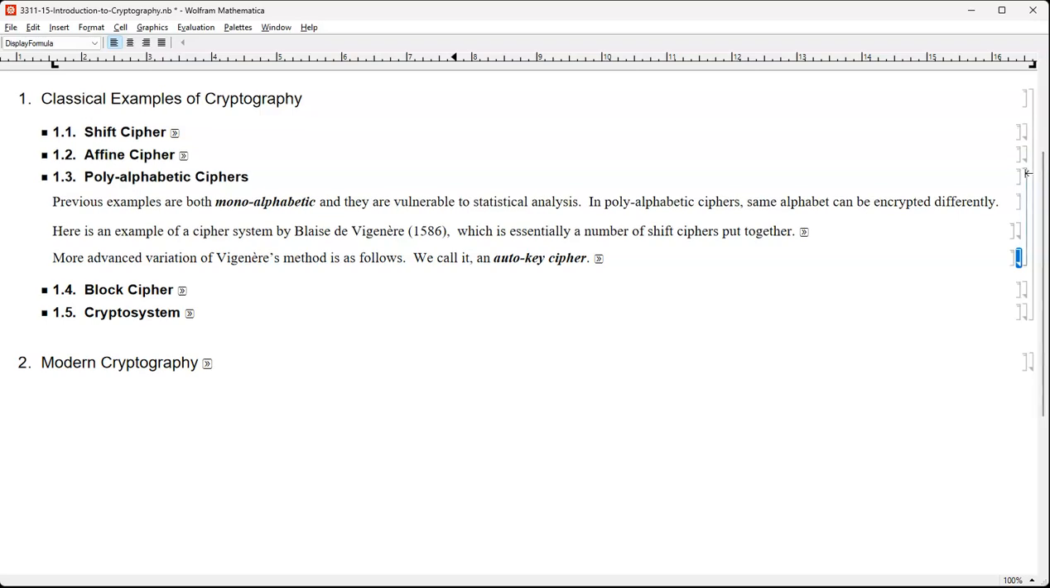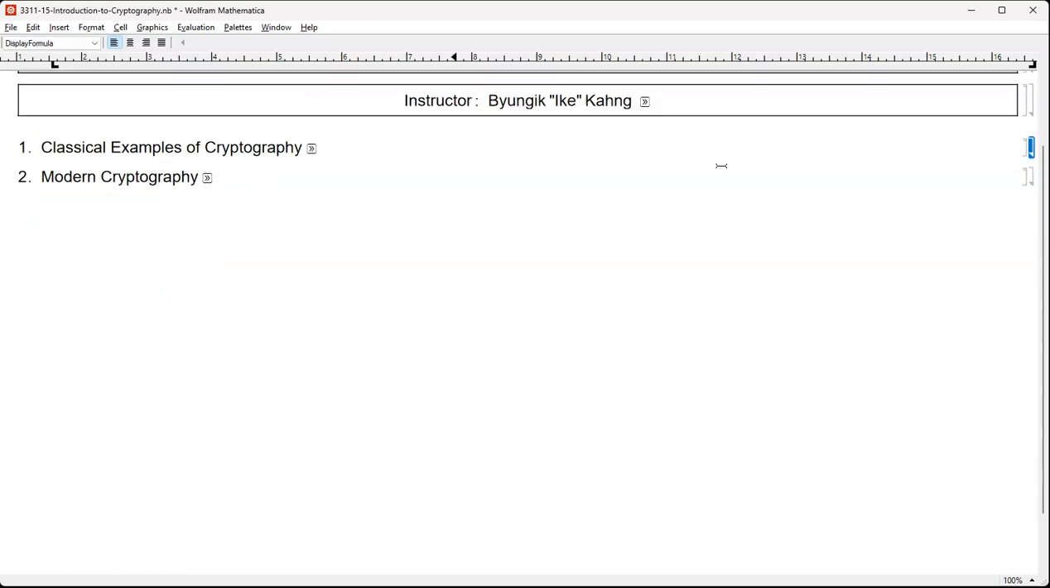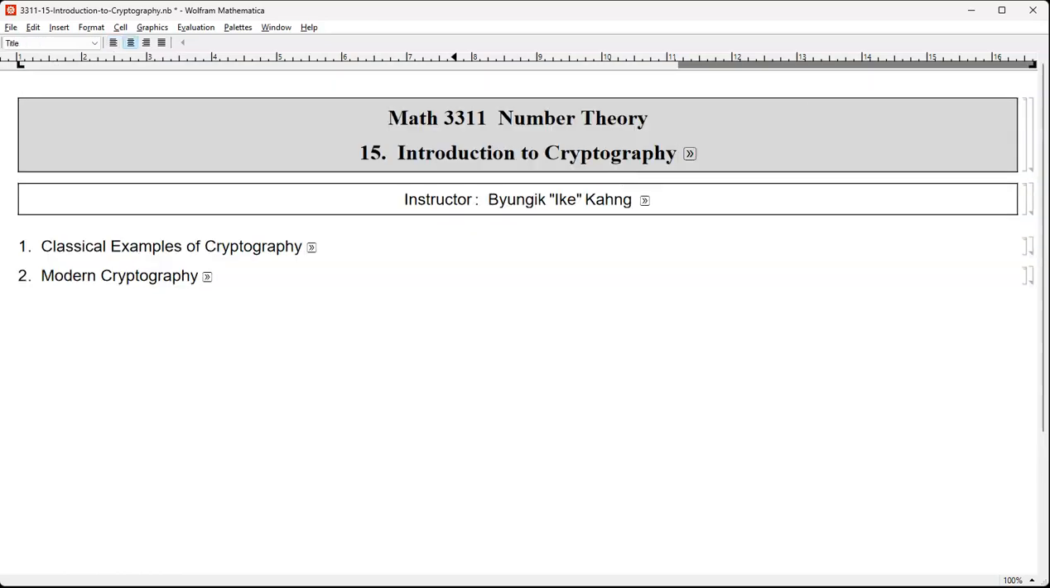Let's see, do we have time for a little bit more? No, we don't. Let's stop here. So we just talked about polyalphabetic cipher systems, and that was interesting. Let's meet again with block cipher and other things too.